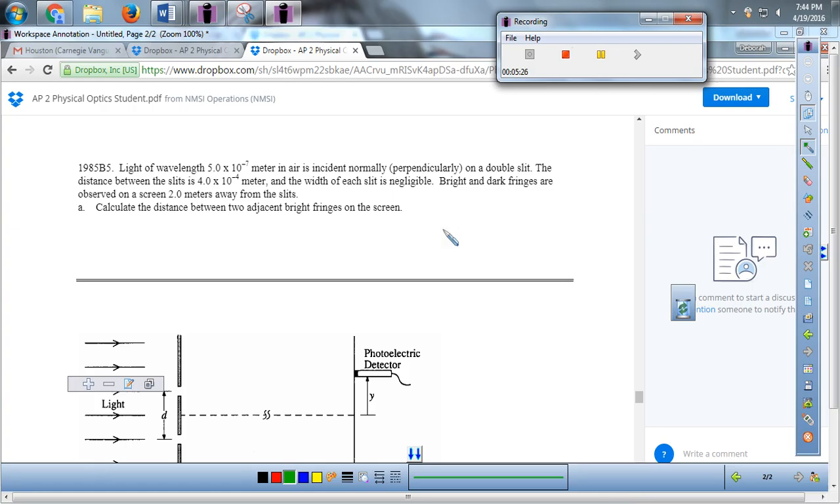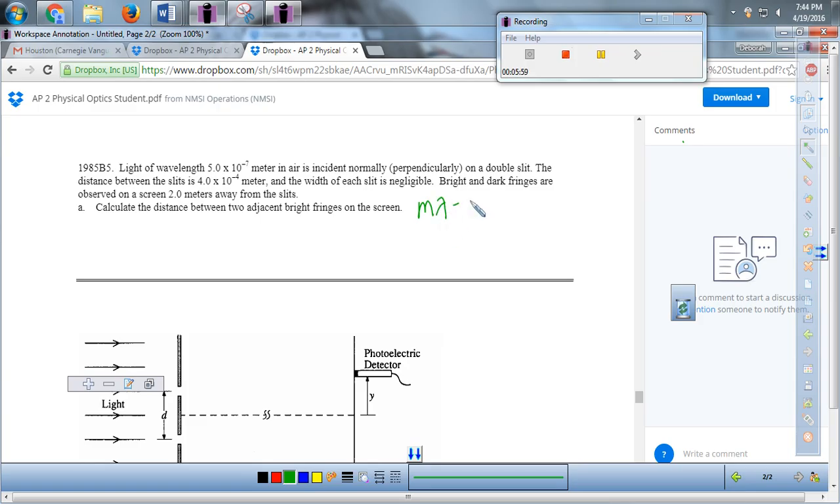Okay, so I said, well, let me figure everything out and see what I can find out. So I knew that I had my equation, m lambda equals d sine theta, or I could call it x over L. And I'm going to assume with these tiny, tiny distances that sine theta would be very close to that approximation right there.